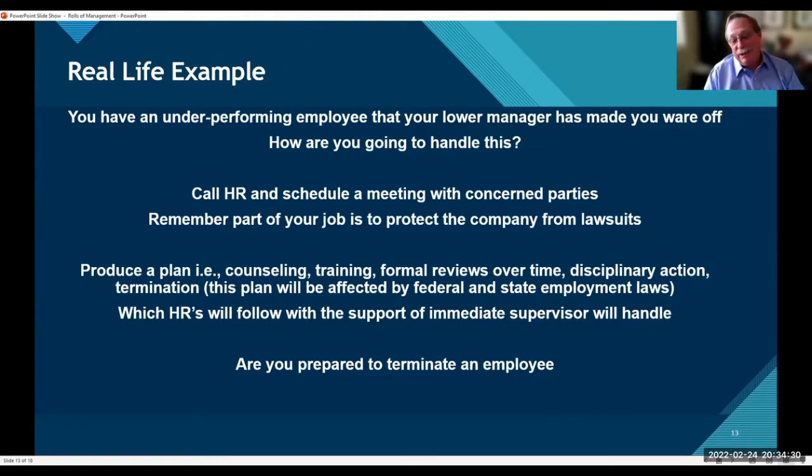Are you prepared to terminate an employee? Please, folks, if you've never done this, it's not fun. It's not pleasant. It's never going to be fun. I heard this the other day, and I really think about this. Hire slow, fire fast. And by that, I mean, if you're hiring someone, check their references.